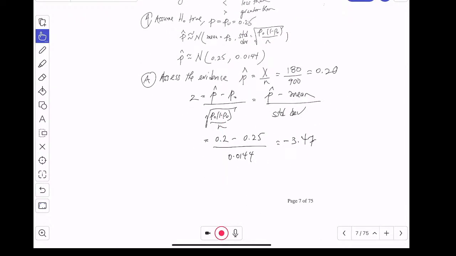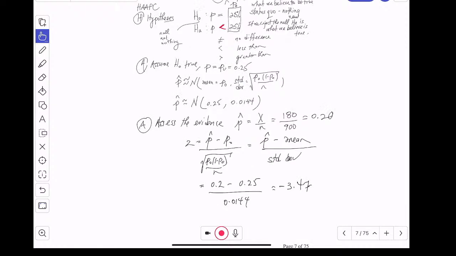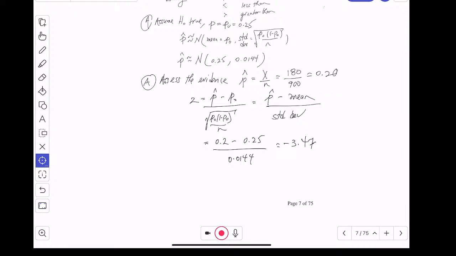Now, I'm not done. I've only done 3 steps. So what I do next is a convention in statistics that, since I graduated with my statistics degree, has been much more popularized, that you calculate what's called a p-value. So you convert this test statistic, this is my test statistic, or more precisely, it's a z-stat.